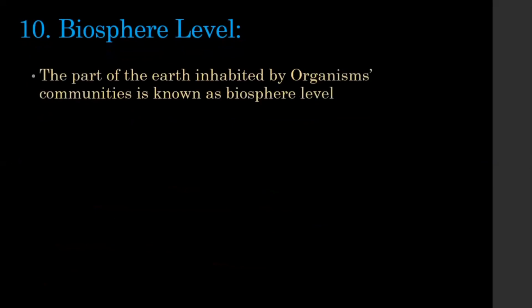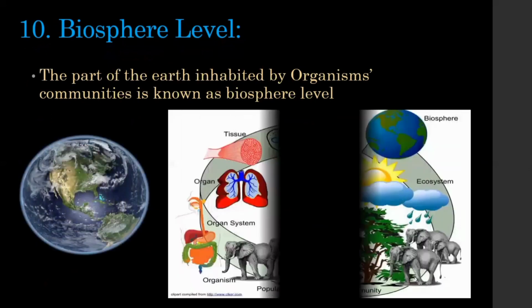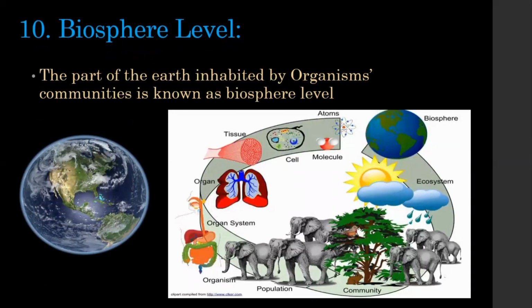The last level of organization is the biosphere level. The part of the earth inhabited by organism communities is known as the biosphere, or the part of the earth where life exists is called the biosphere. The biosphere consists of different kinds of ecosystems. It constitutes all ecosystem areas where living organisms interact with the non-living components of the environment, and it is also called the zone of life on earth. These are the levels of organization.